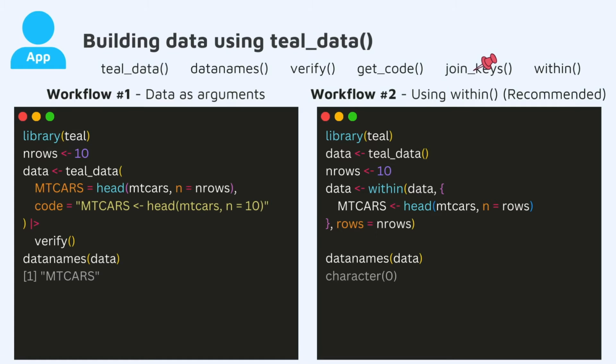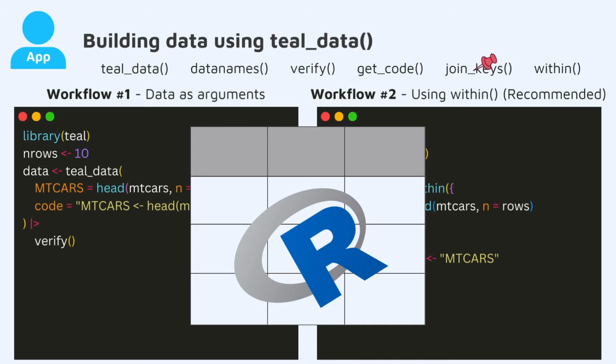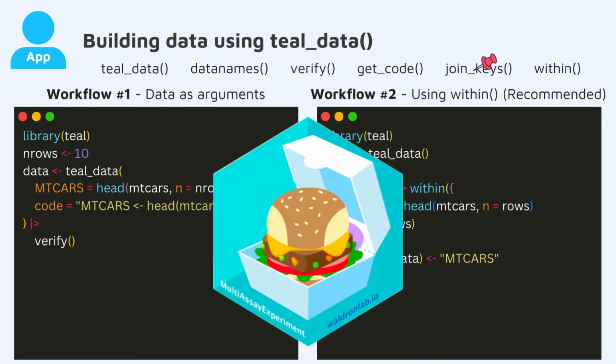But it is recommended that data names is provided explicitly. It can be done by assigning a vector of names to the function call. Now the Teal data objects from both the workflows are identical. Since the within method returns a Teal data object, we can chain it using the pipe operator similar to the verify method.